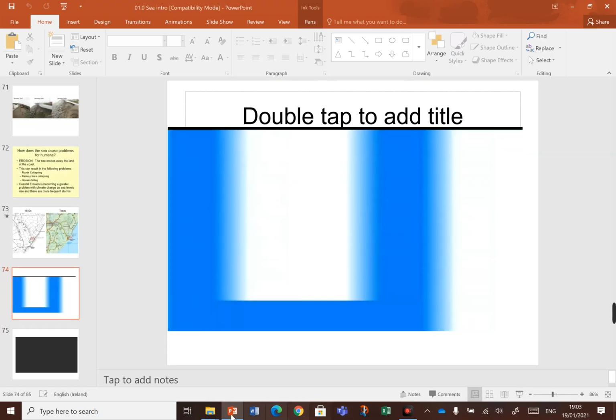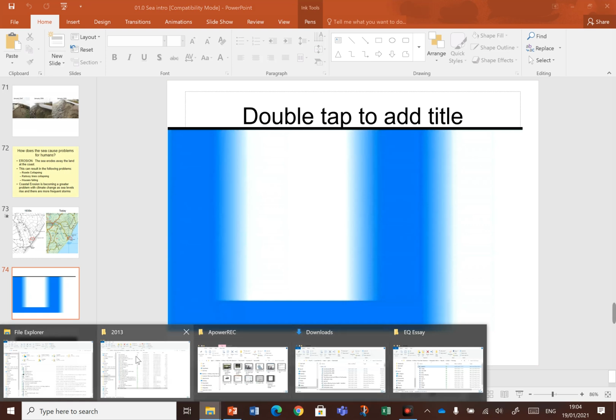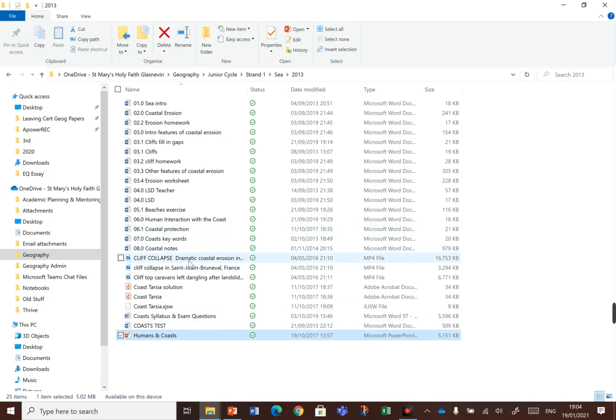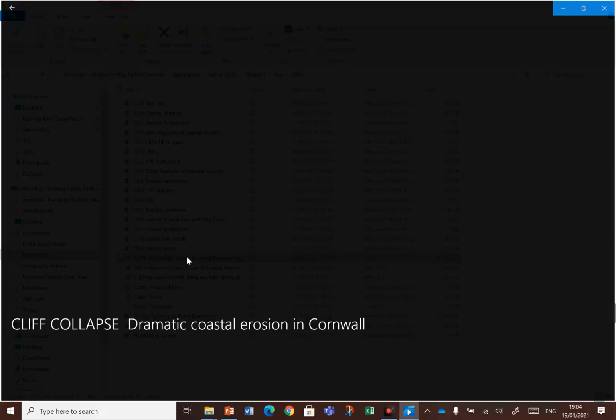All right, I'm going to show you a couple of video clips that highlight the danger of coastal erosion. They wouldn't work in here, so I'm just going to go to the original clips, which are hopefully here. All right, so this is the first one.